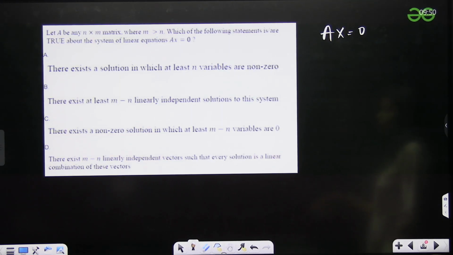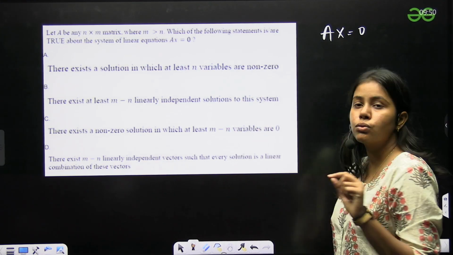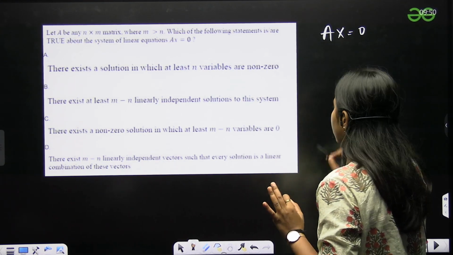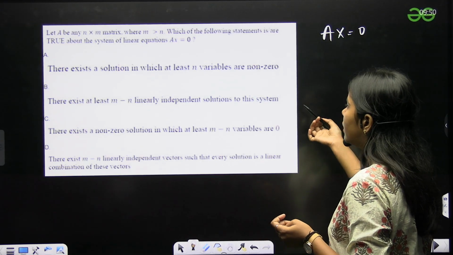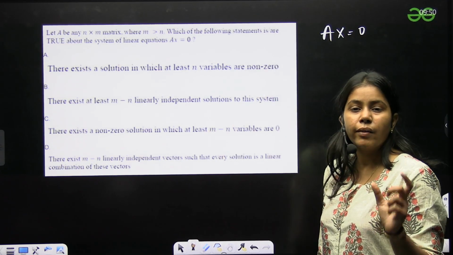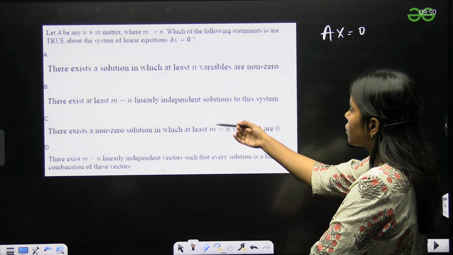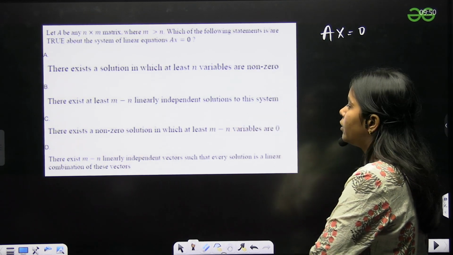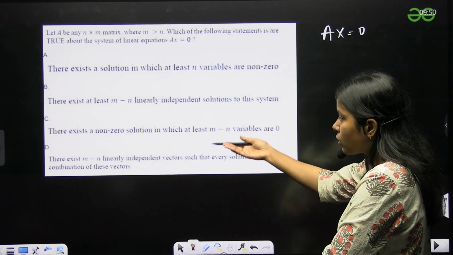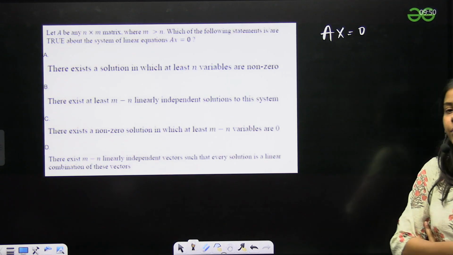बोल रहे हैं कि there would exist a solution in which n variables are non-zero, and Ax equals 0 is my system of linear equations. But they are saying that n variables are non-zero. n variables non-zero होने ही चाहिए. There exists a solution, and there exist m minus n linearly independent solutions to the system. Non-zero solution in which m minus n variables are 0, m minus n linearly independent vectors.